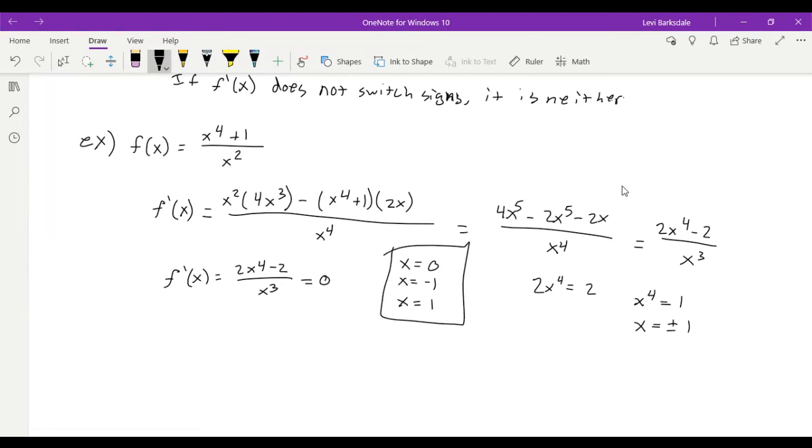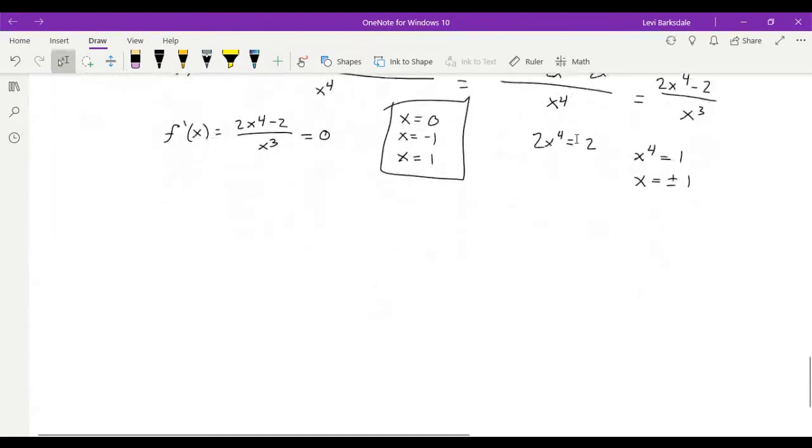And now we just need to figure out the behavior of our first derivative around these critical points. We need to look for sign changes. And I like to use a number line for this.